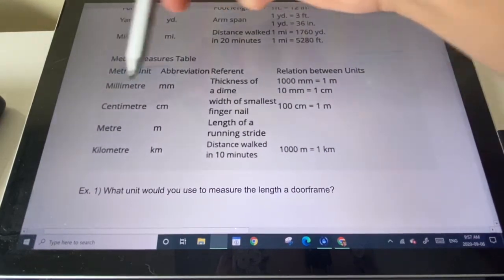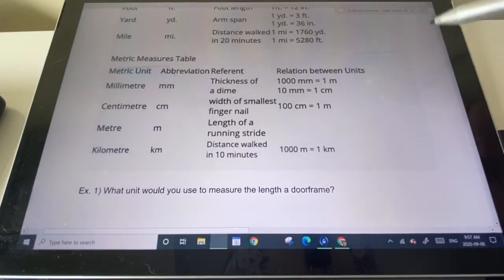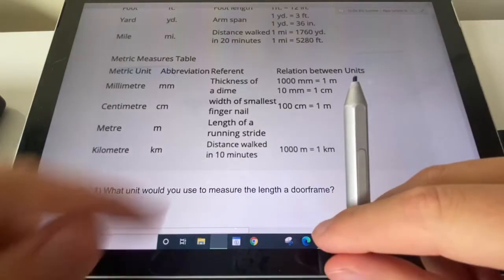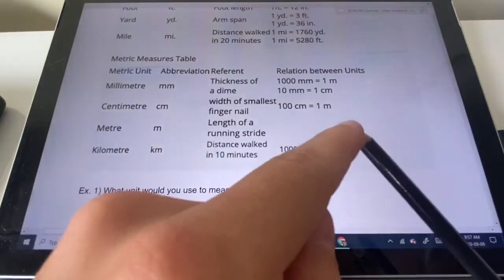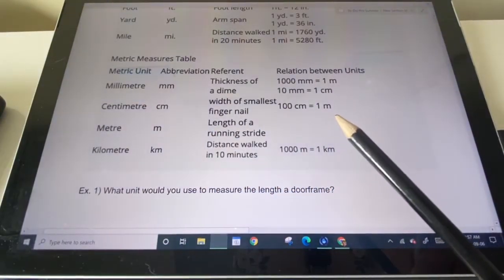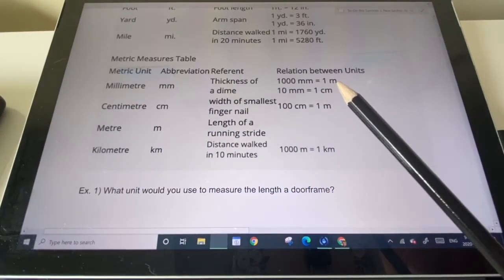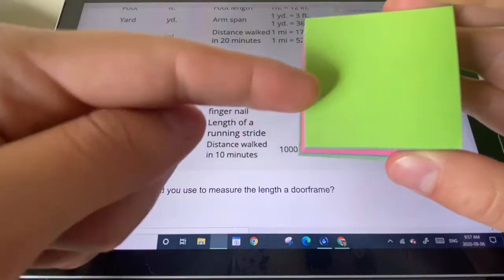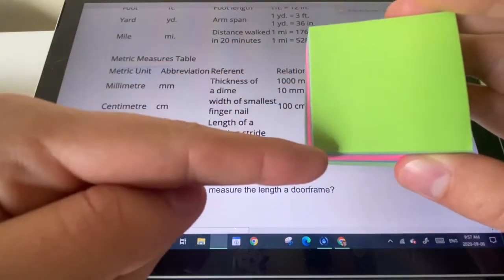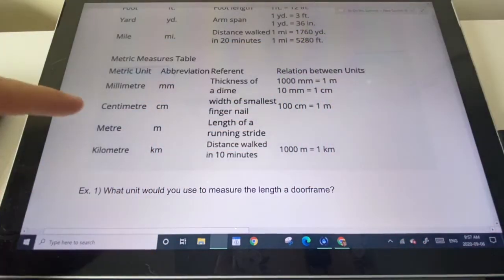Millimeters, about the thickness of a dime. Another way to think about it, it could be the thickness of a dull pencil. Actually, this is a better one here. That's about as thick as a millimeter, so super small. You're only going to be using really tiny measurements, like the thickness or maybe the length of this thing. You could argue that you would measure it in millimeters.